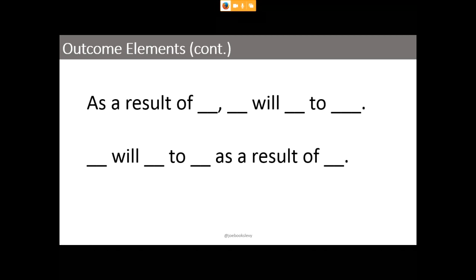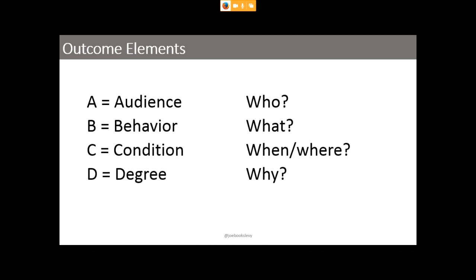Some people write, "As a result of the intervention," whoever your audience is, "students will be able to blank to a certain degree." You could also say, "Students will blank as a result of." You don't have to write them all the same way. Sometimes people say, "If I were going to write this, I really feel like I have to talk about the students first." Great, it doesn't matter what order you have these in, just have these things.